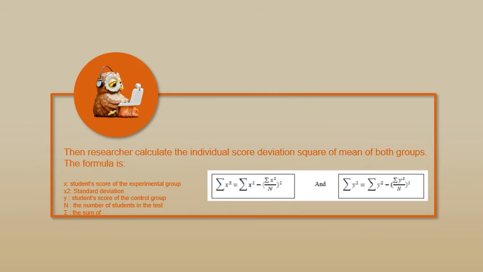Then the researcher calculates the individual score deviation squared of the mean of both groups. The formula is for the meaning of the symbol: X is student score of the experimental group and X2 is standard deviation, Y is student score of the control group, N is the number of students in the test, and the last is the sample.